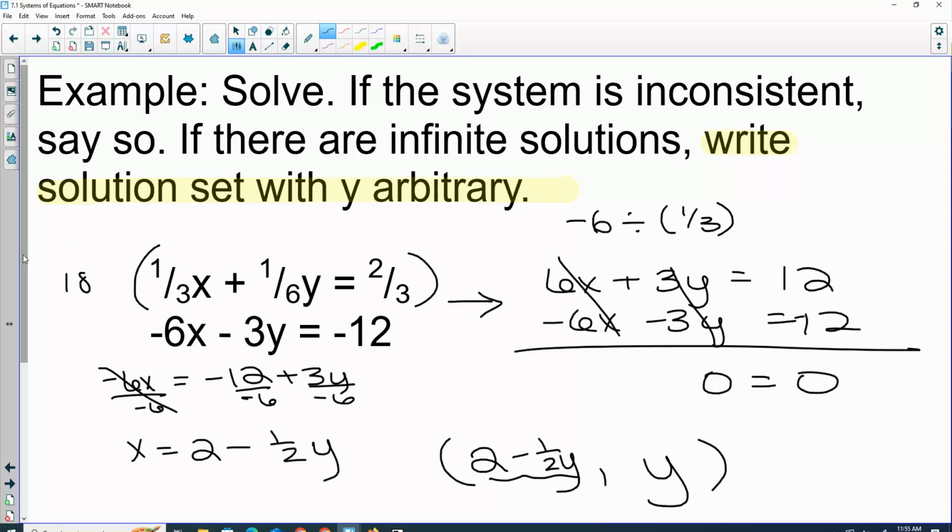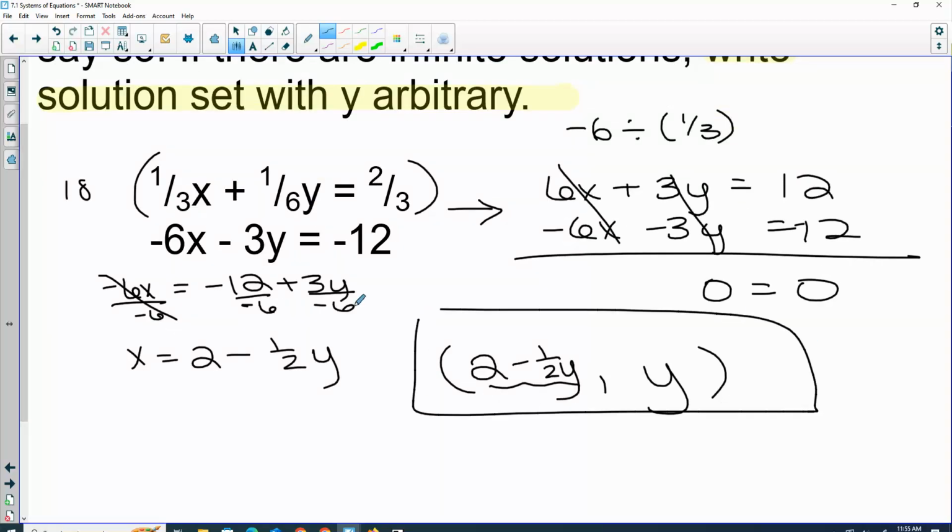So if it's infinite solutions, you are going to have to give the ordered pair in terms of one of the variables. If I had said to make it in terms of x, that would mean you would keep the variable x and you would go to your equation and solve for y to figure out what y is. So that is really the only new piece today.